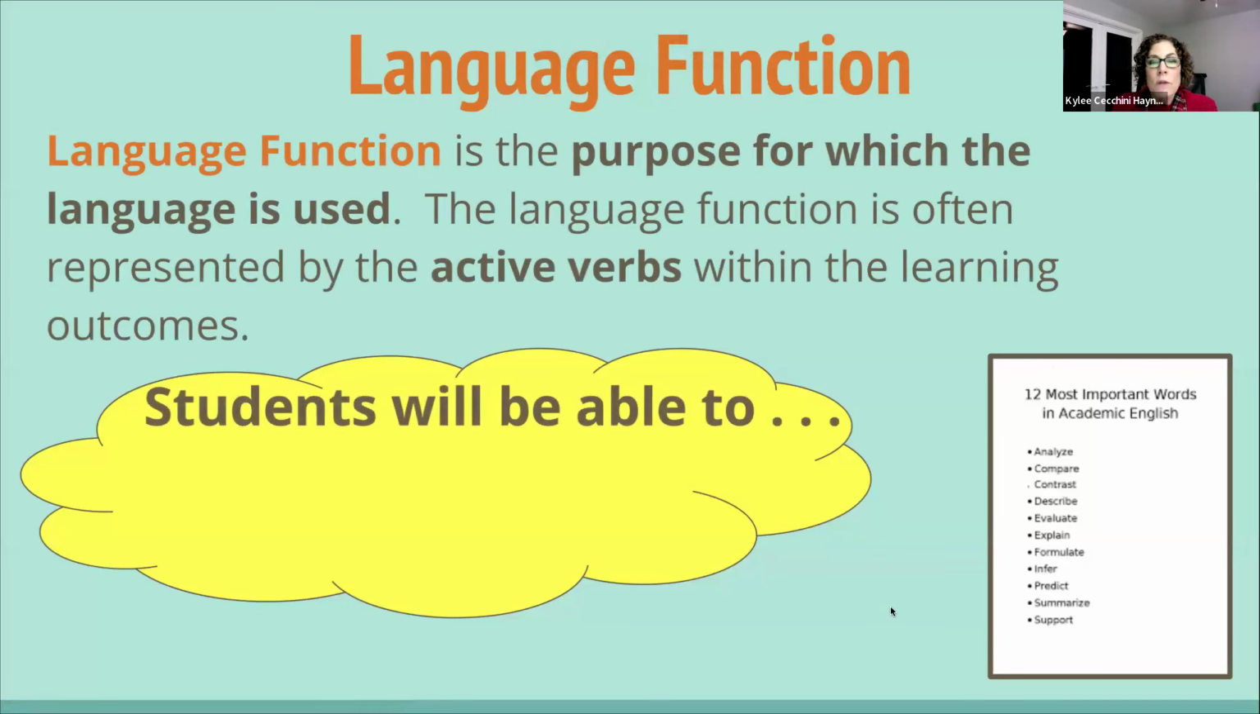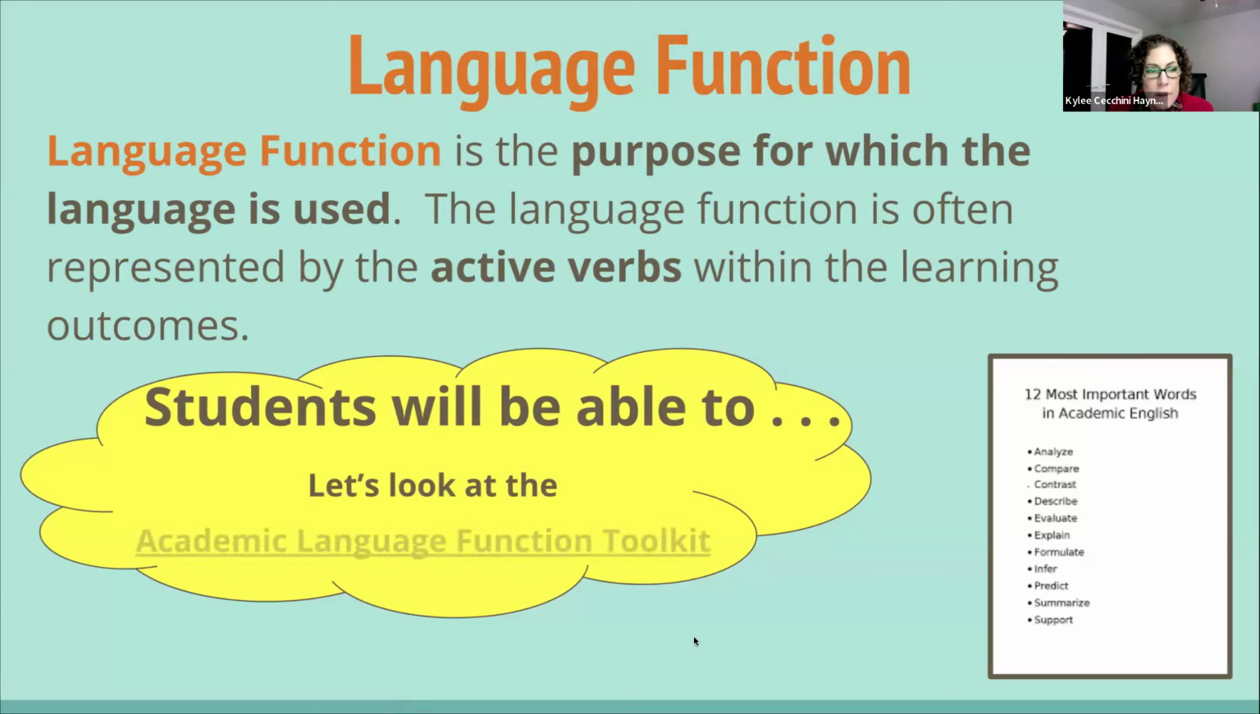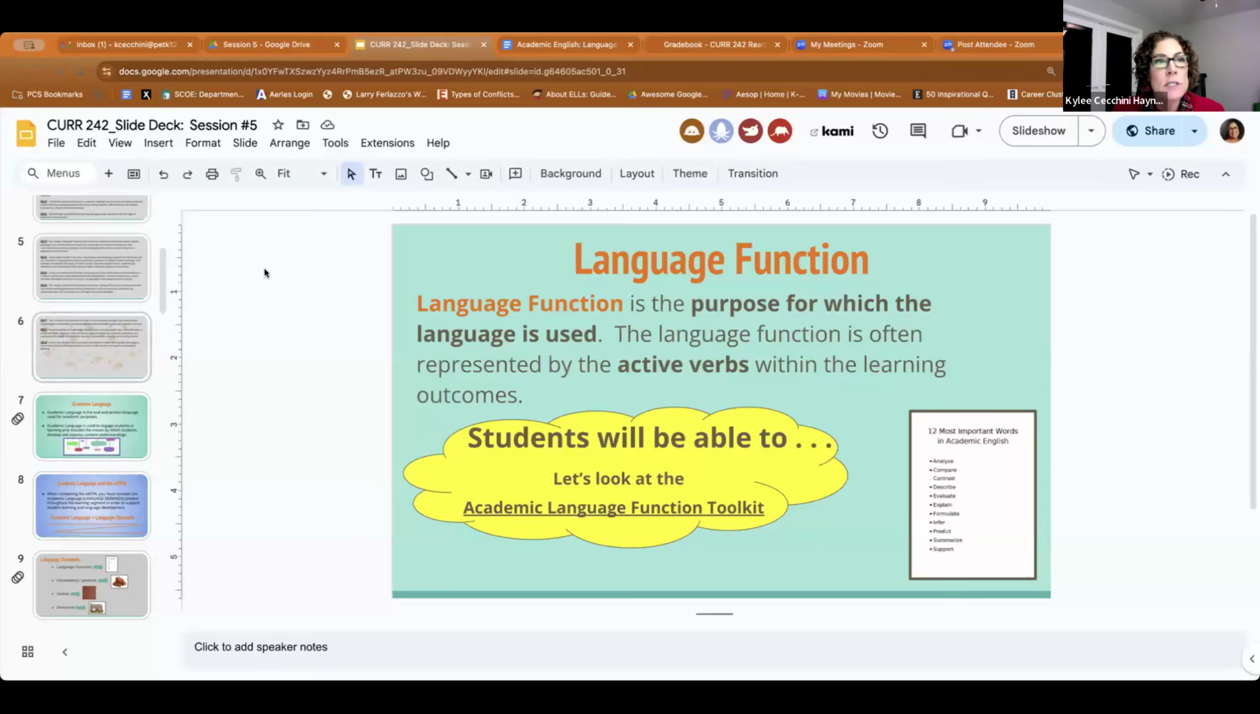Okay. So when you're thinking about language function, you're thinking of finishing this sentence starter: Students will be able to blank. They will be able to compare. They will be able to contrast. They will be able to infer. Okay.